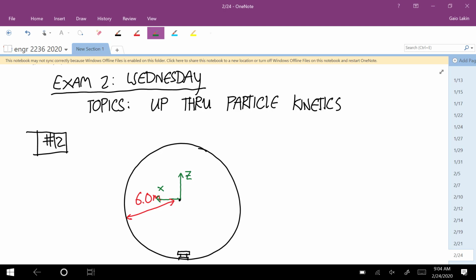The angular speed is 2.5 radians per second. It says, I guess, that it's going this way. So this is 2.5 radians per second. And it's speeding up at 8.5 radians per second squared. That means the angular acceleration is in the same direction as the angular velocity.